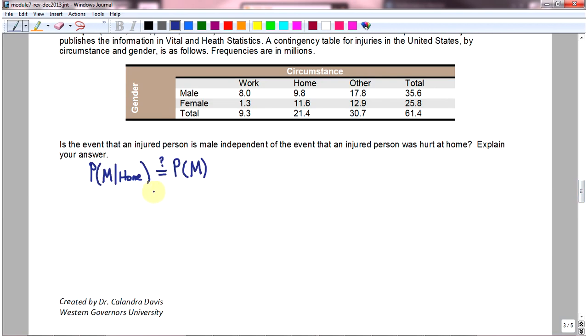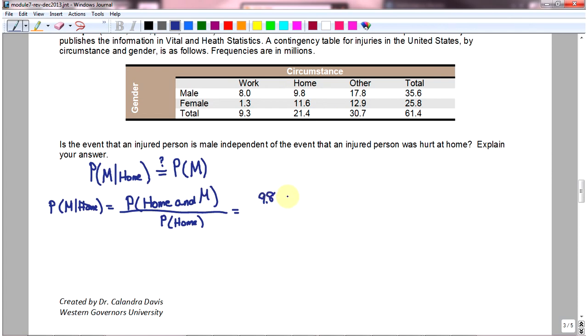Okay, so let's start with our conditional probability. Okay, the probability that the injured person was male, given that he was injured at home, is equal to the probability that the person was injured at home and was male, divided by the probability that he was injured at home. So using my table, okay, so the probability that he was injured at home and male was 9.8.